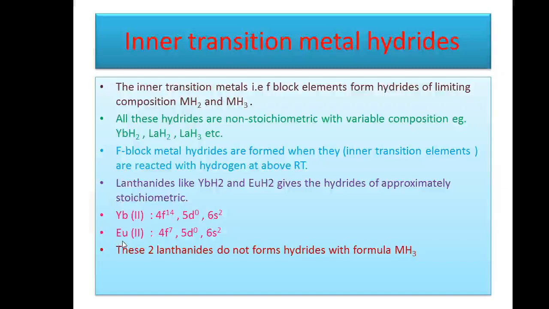In europium, 4f7, on loss of one electron, becomes 4f6. In the f orbital, 4f7 is half filled, and a half-filled configuration is stable. Therefore, they do not form MH3 hydrides. They only form MH2 hydrides.